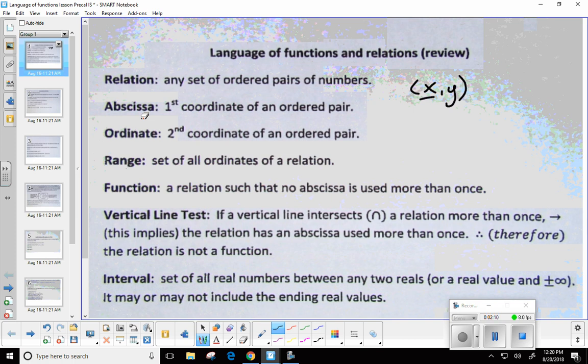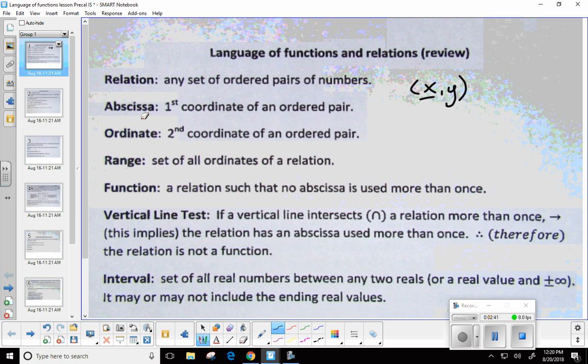Now function, a relation such that no abscissa, what's abscissa again? That's the x value, is used more than once. Now, this is how you were taught way back in the day. A function is anything where no value of x repeats. Very good. And one way we looked at that was visually with what we call the vertical line test. So if a vertical line intersects, okay, so here's the symbol for intersection. It's a capital upside down U.